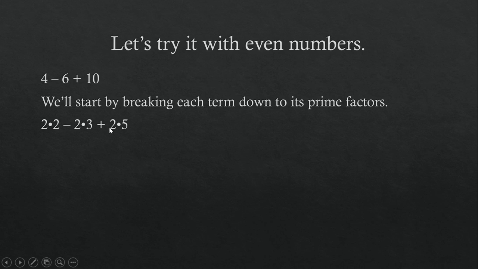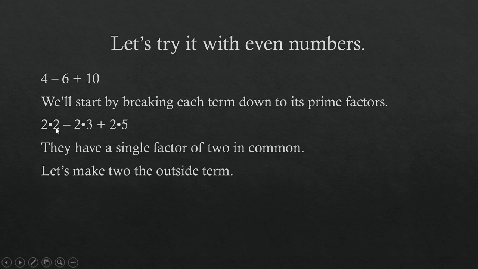So all of those have a 2 in common. This one has 2 2's, but the others only have 1 2. That means I can only deal with the first 2. I can't do anything with the second one. It's going to stay in the parentheses. I have a single factor of 2 in common. Single factor meaning just 1. Let's make 2 the outside term. And when we do that, we have 2 times everything in parentheses.